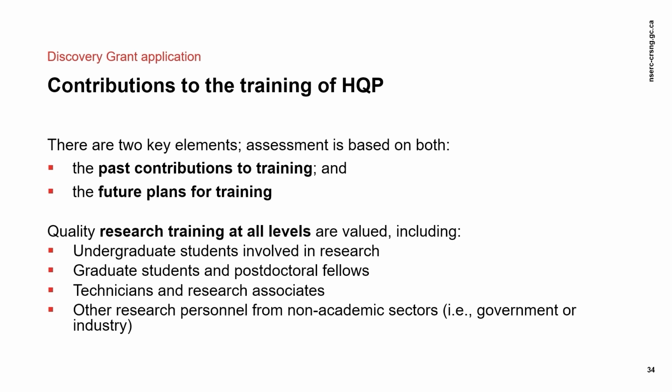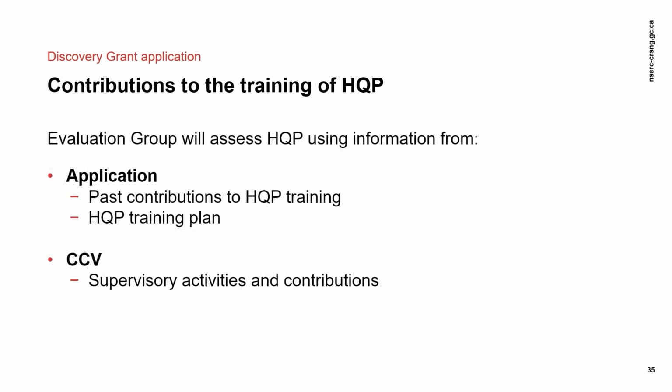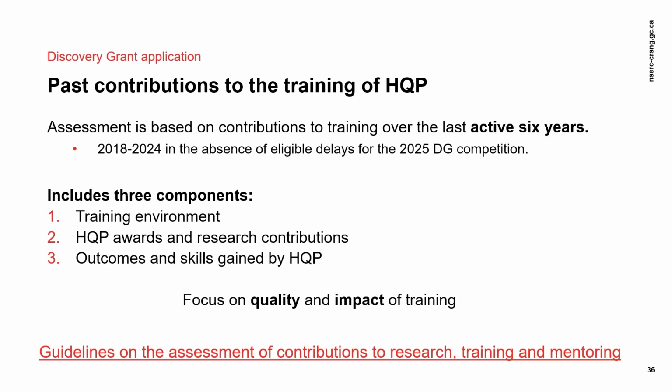The quality and impact of the contributions is what is assessed, so be sure to clearly describe this in your proposal. Your CCV should only list the HQP where you had a formal role in their supervision and co-supervision. Clearly explain your role in any co-supervision of HQP in past or planned training activities. The evaluation group members use the following elements of the application to assess this criterion: the past contributions to HQP training section of the application, the HQP training plans section of the application, and in the CCV, supervisory activities and contributions. We will start with the first section, past contributions to HQP training.